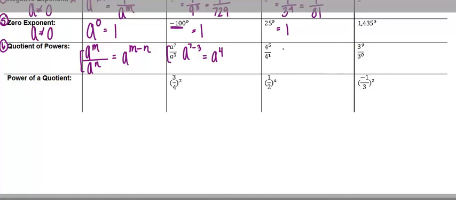And of course we know that 7 minus 3 gives us 4. So my final answer will be a to the 4th. Okay, I can go ahead on to example 2. And if you want to work ahead, please feel free to do so.